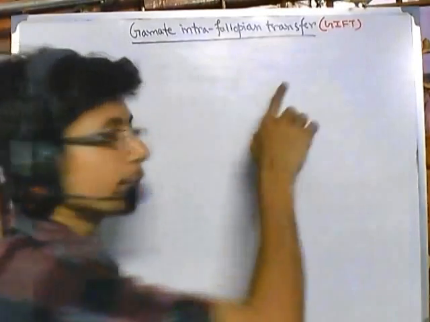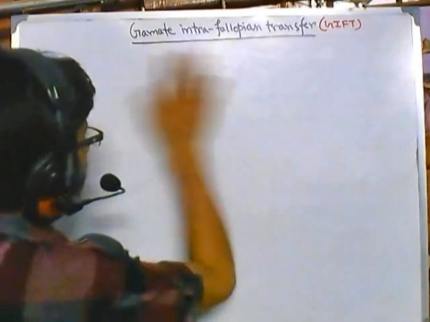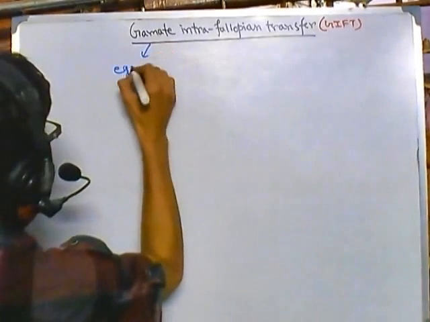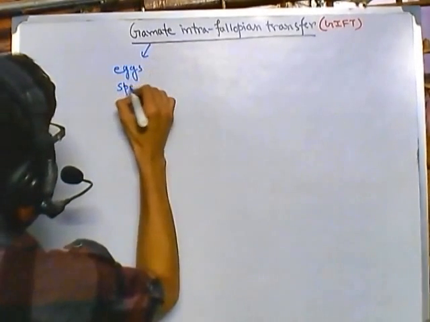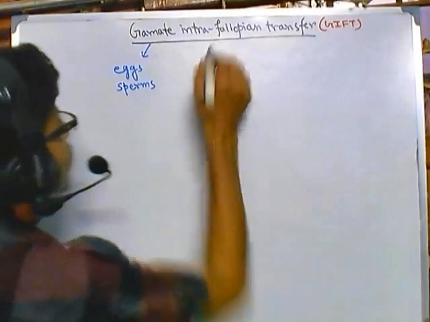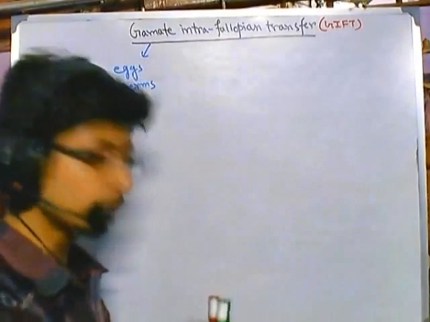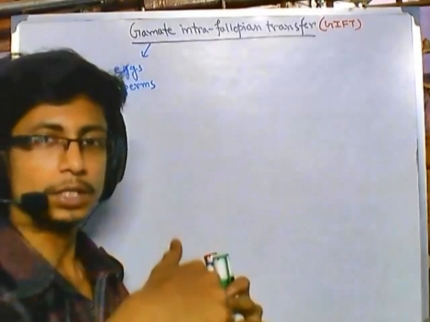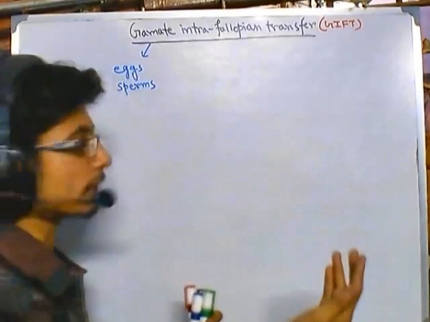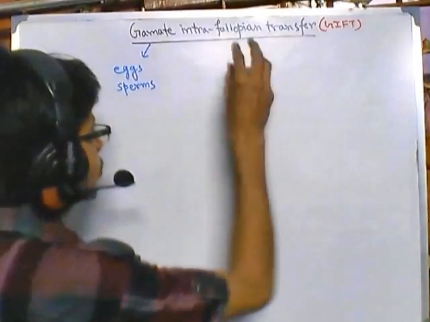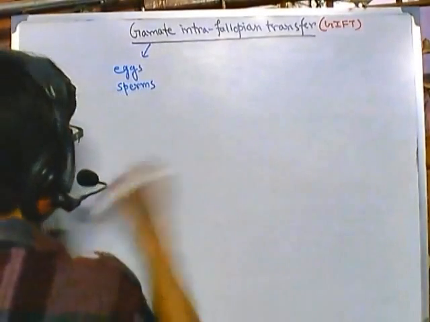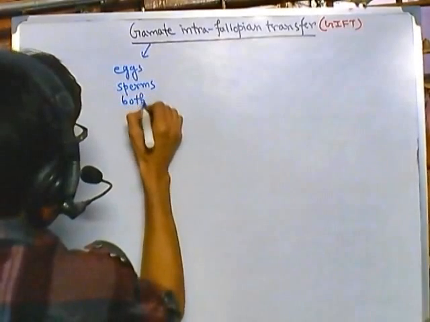Try to focus on the name pretty clearly, because it is suggesting that gamete means both of the gametes. So let me write both of the gametes. Gamete means eggs as well as sperms. Intrafallopian means the transfer of gametes will occur in the fallopian region, or inside the fallopian tube of the female reproductive system obviously, and transfer. So transfer of gametes, like egg and sperm, both.